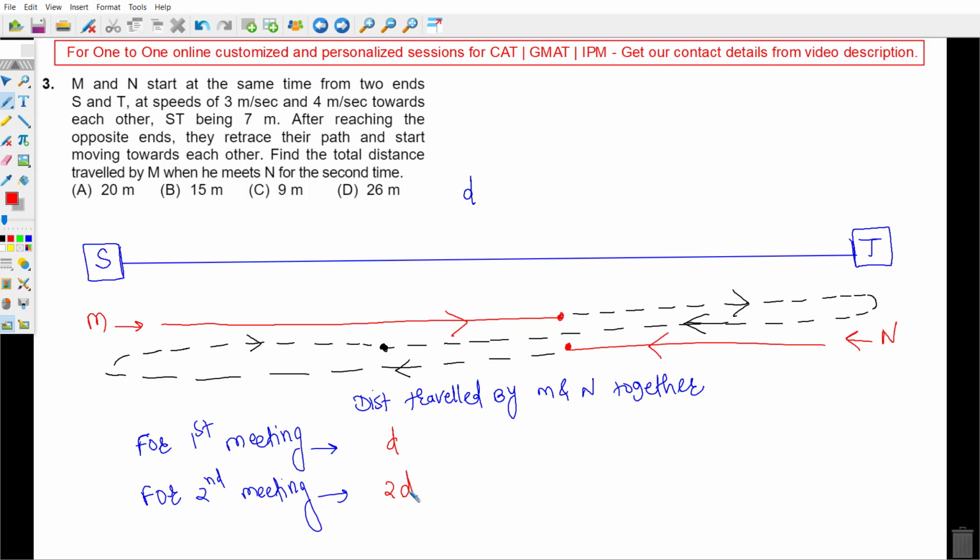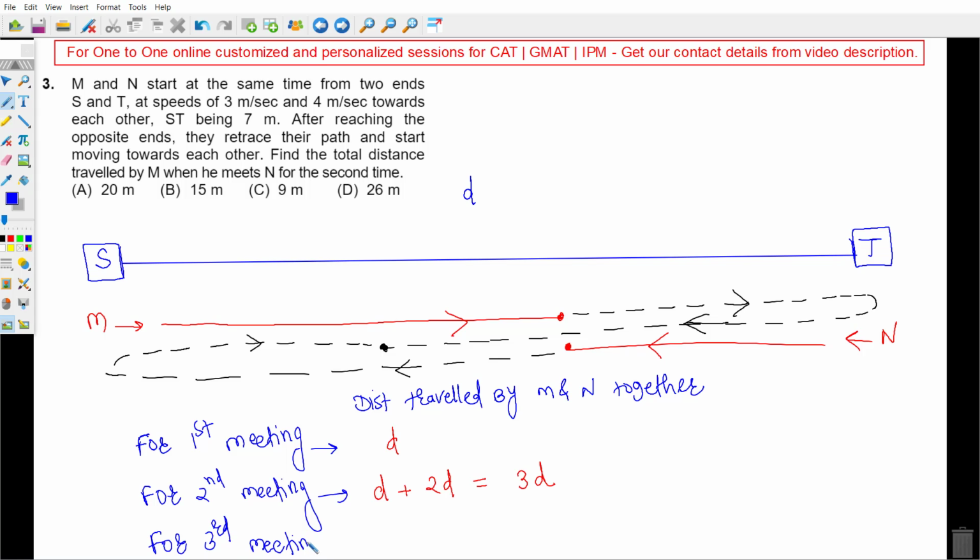Look here, for the second meeting, total distance traveled by them is how much? Tell me. First of all, for the first meeting they travel distance D, and after the first meeting and before the second meeting they travel distance 2D. So total distance traveled by M and N together for the second meeting is equal to how much? Tell me. 3D.